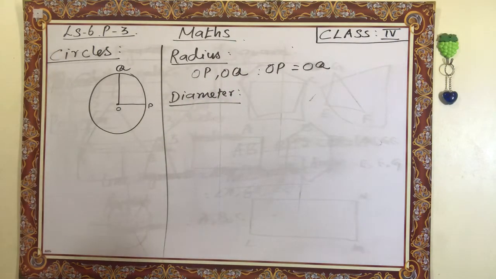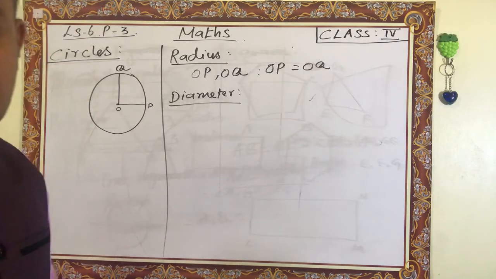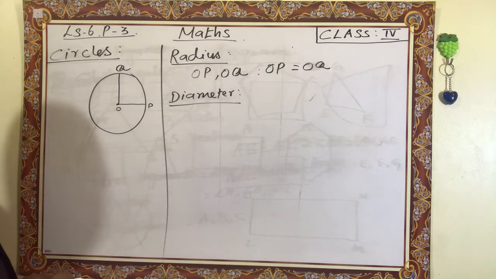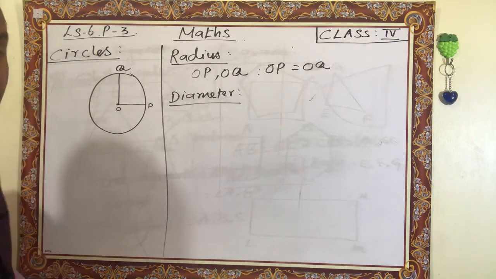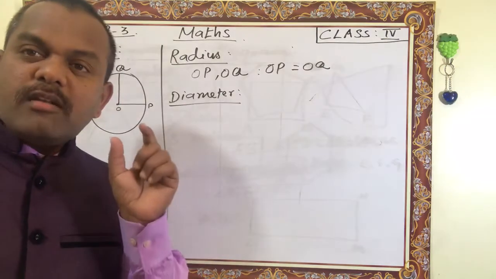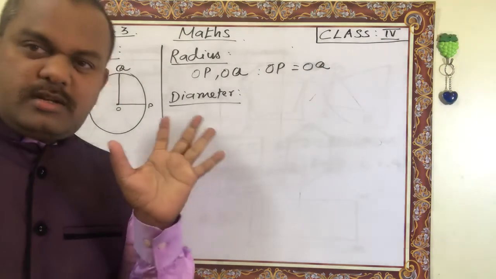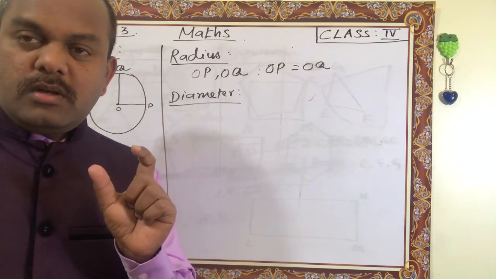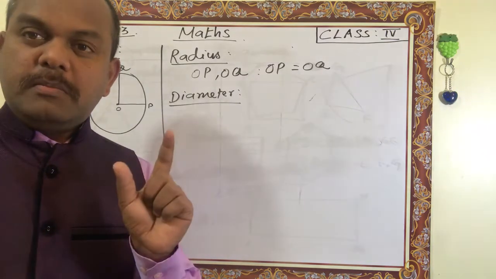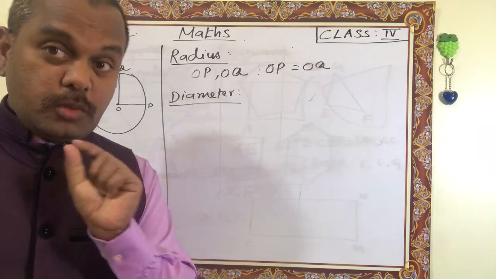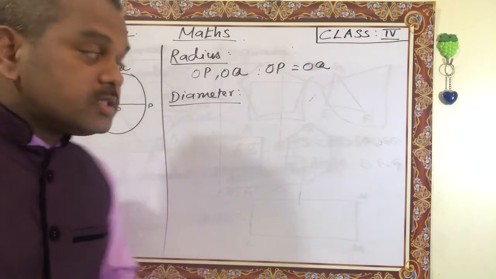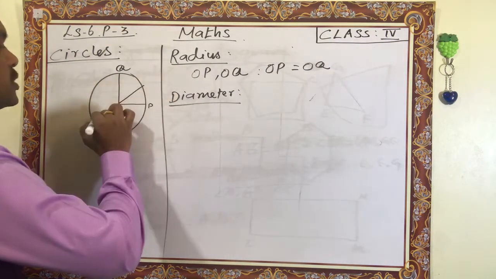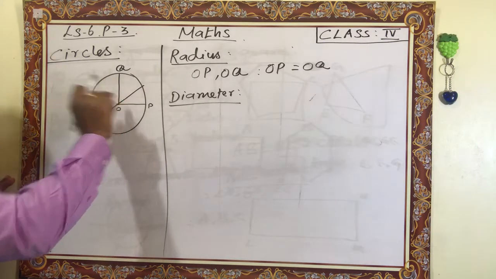Diameter. Okay, what is diameter? Diameter means a line segment passing through the center of the circle and whose end points lie on the circle. Listen carefully. It should be a line segment. Line segment means a straight line. It should be straight, passing through the center of the circle.